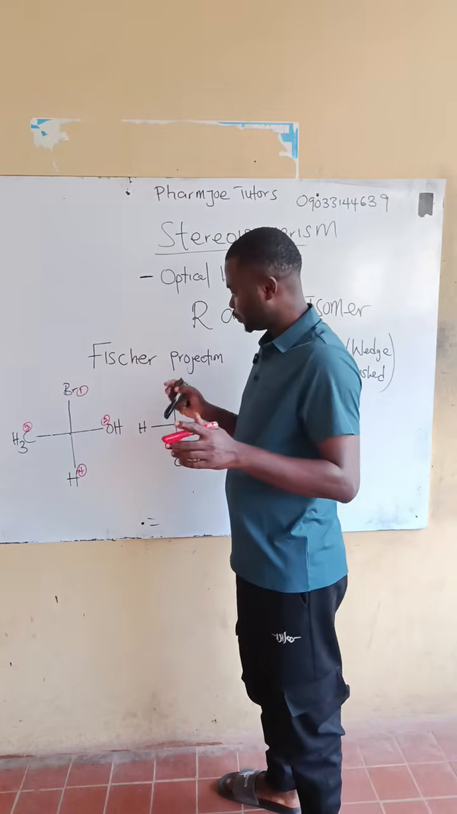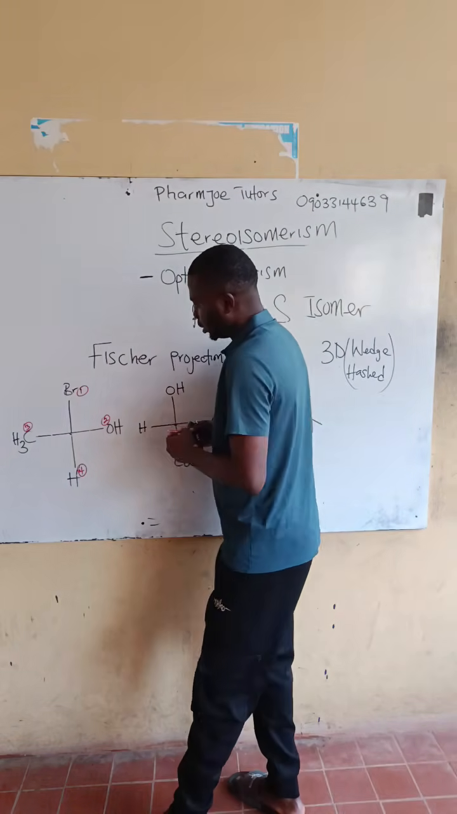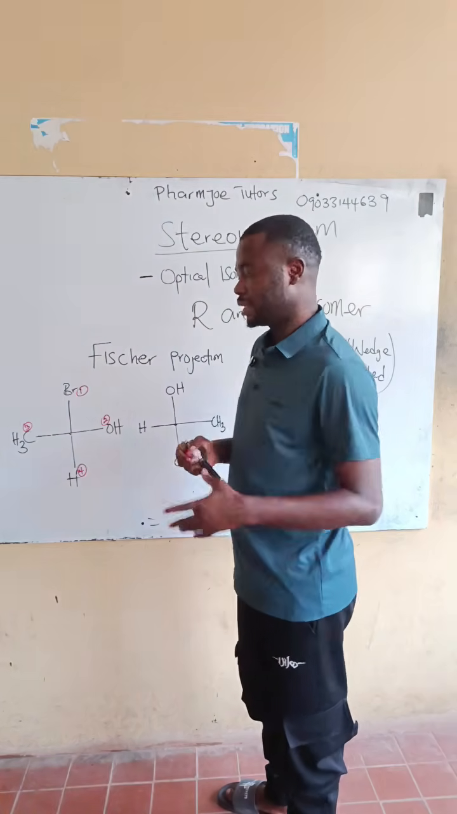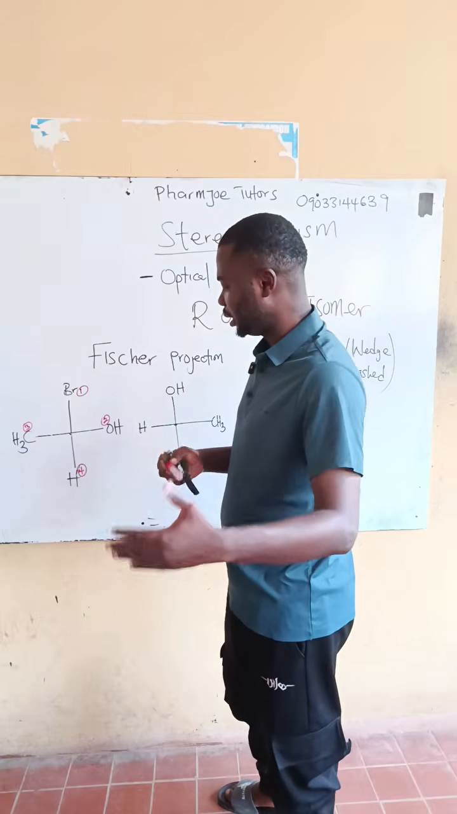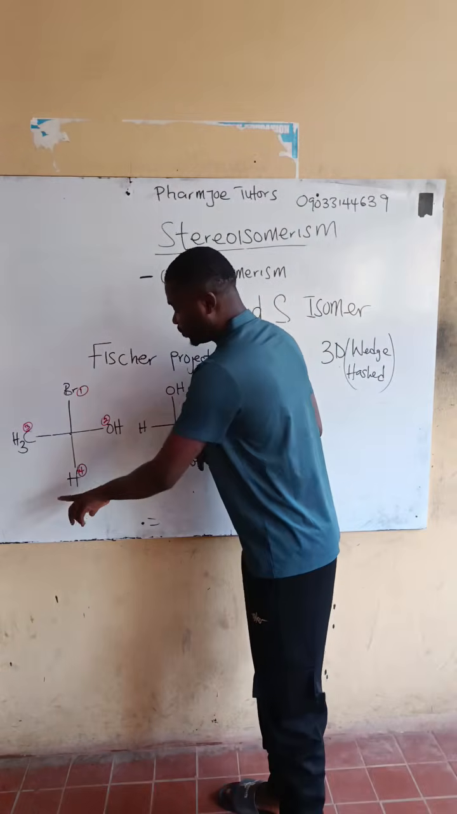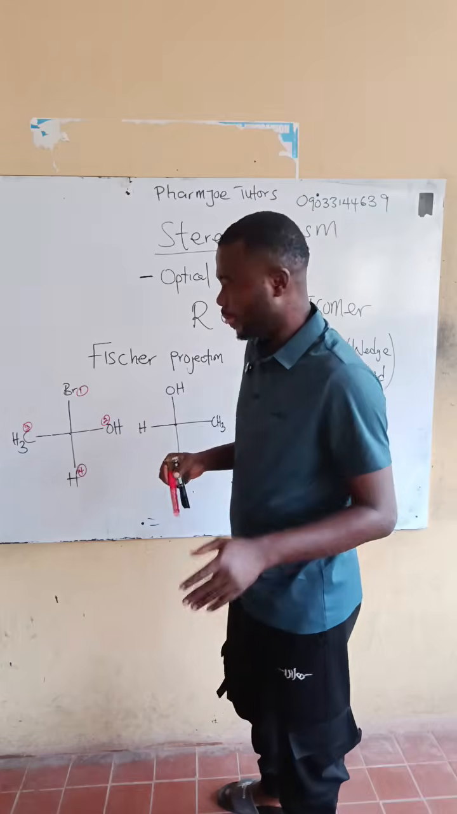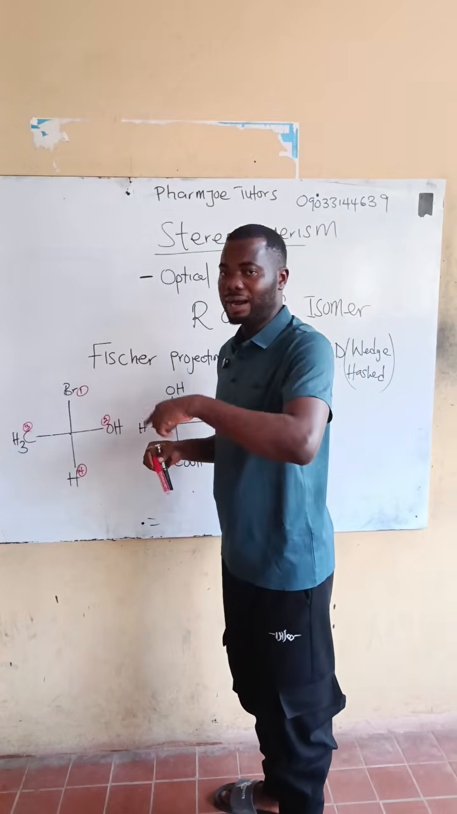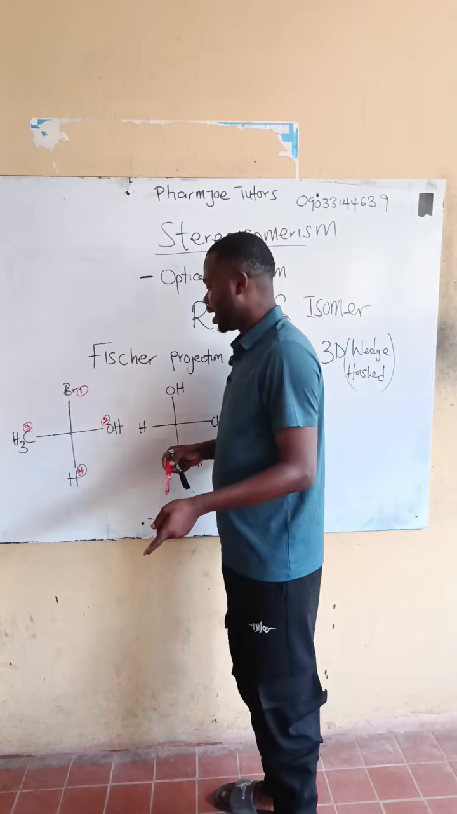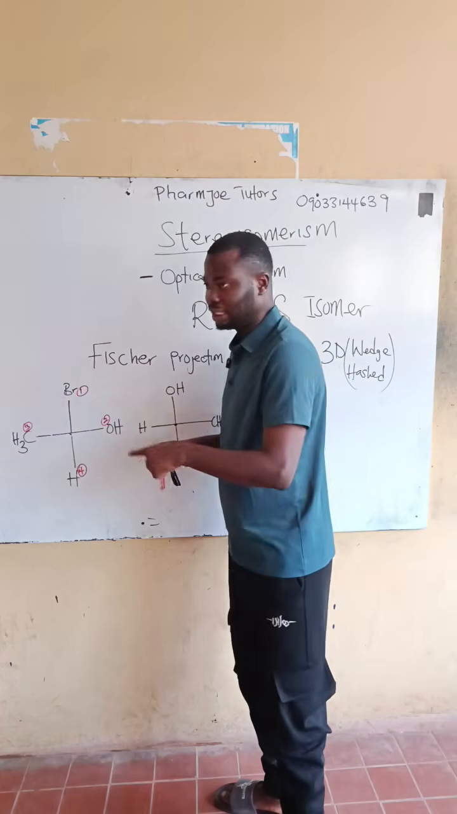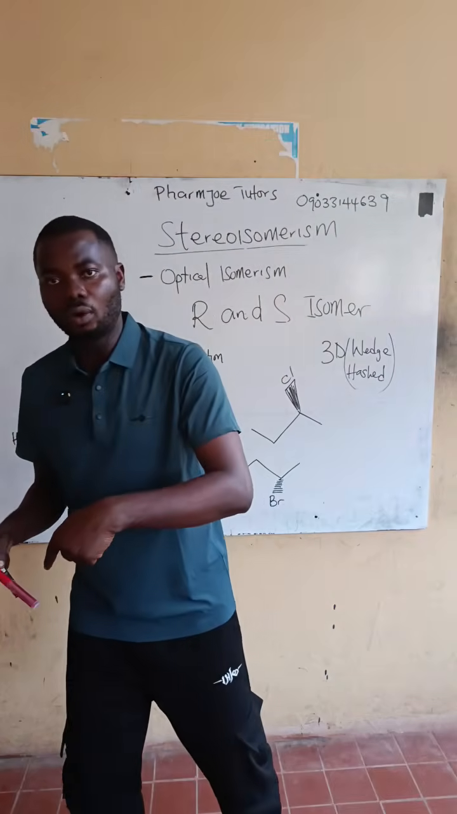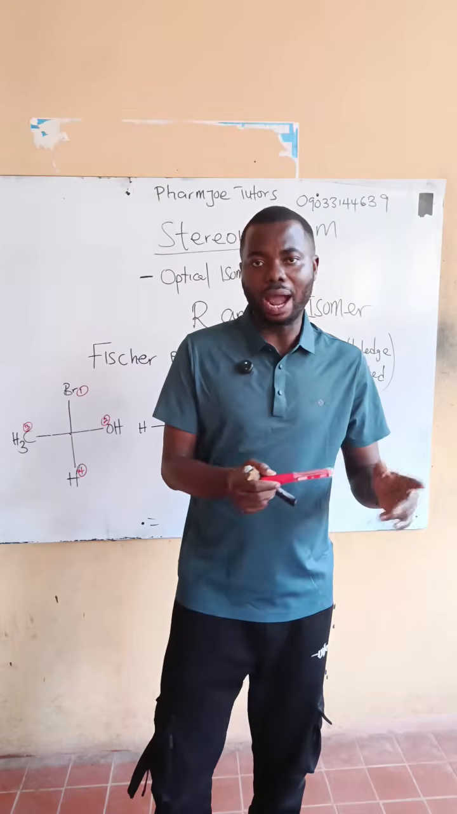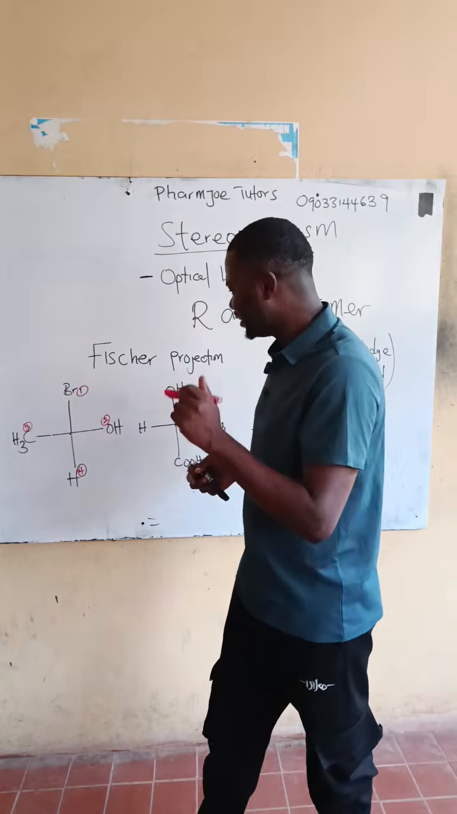Now, the next thing is this: you connect your 1 to 2 to 3. You see the 4, just cancel the 4 as if it's not there. Is that okay? So we are connecting 1 to 2 to 3. If you connect 1 to 2 to 3, it can go either clockwise or anti-clockwise. If it is clockwise, we say it is R. If it is anti-clockwise, we say it is S. But there's a rule that you must follow.